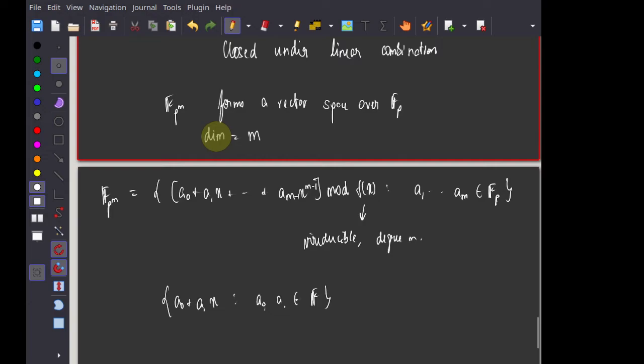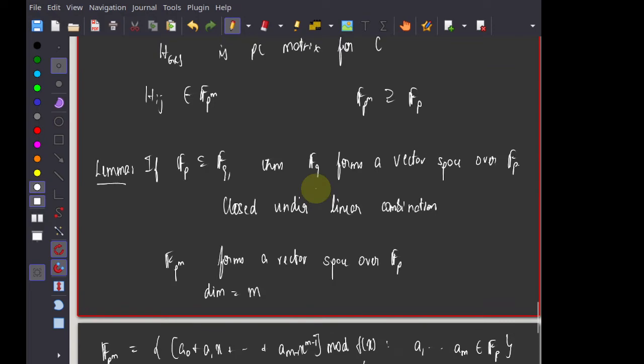Basically, all you need is some set of polynomials which forms a basis. And the most trivial set of polynomials you can think of are the monomials. Monomial of degree 0, monomial of degree 1 is x, x square, up to x to the m minus 1. So that forms a basis. They're all linearly independent. Okay. So now FP to the m forms a vector space of dimension m over FP.